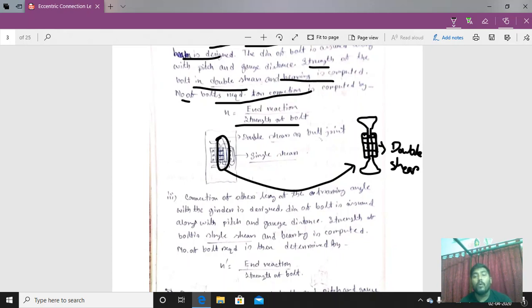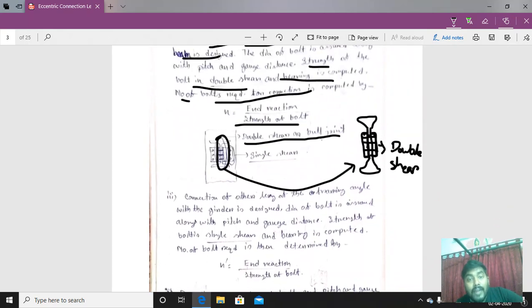Then the strength of the bolt is computed. Here it is also shown as a double shear butt joint. As there is a butt joint, double shear will be provided. So it will be a butt joint, not a lap joint. Now this is step number 2.